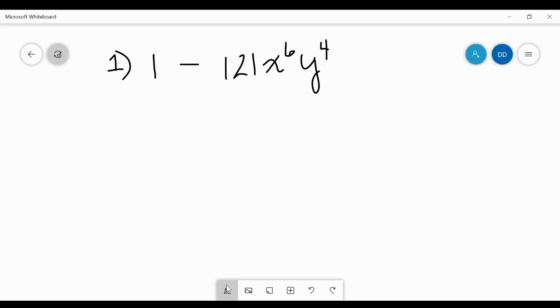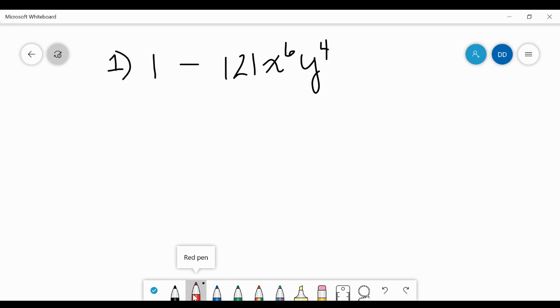Hey everyone, so today I'm going over how to factor the difference of perfect squares level 2. It's very similar to level 1. The numbers might be a little bit bigger, you might have more than one variable per term, and the exponents might be a little bit bigger. But other than that, everything is pretty much the same.